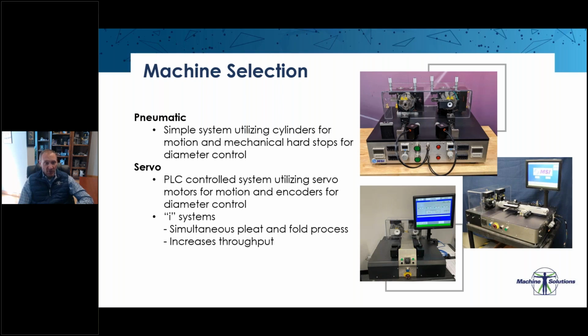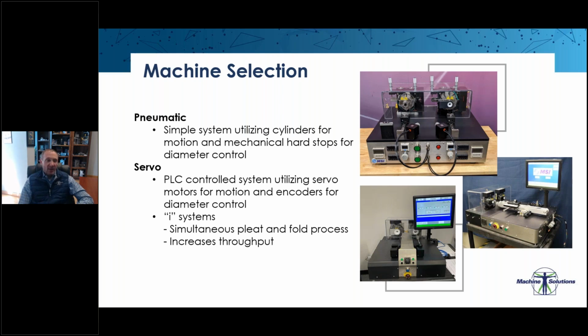On a servo controlled system, we're utilizing servo motors that will create that motion on the pleat and fold heads, and encoders for diameter control. Also, there's typically a load cell integrated into the actuation system, which allows us to monitor the force that the heads are applying throughout the process.